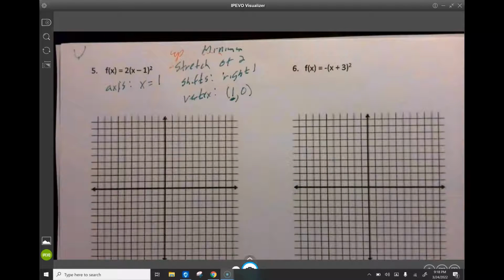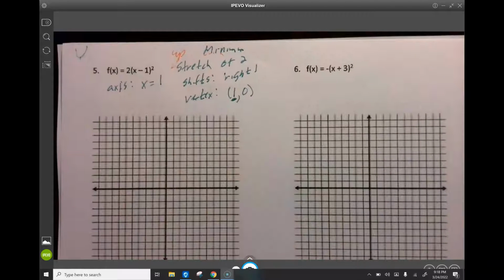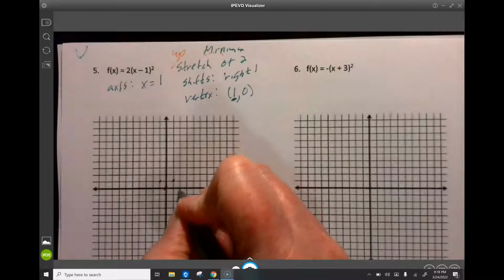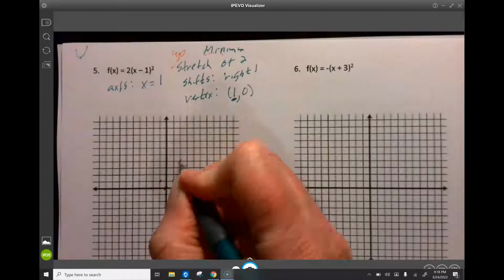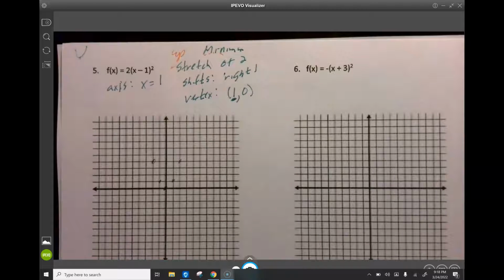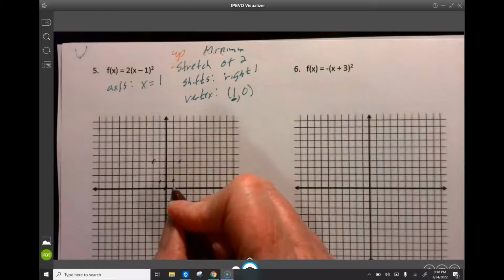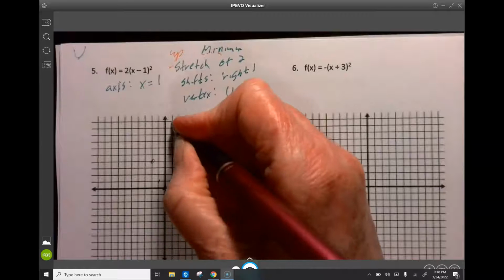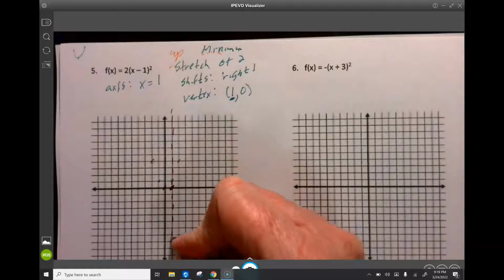So, here we go. Let's plot our parent function. And you might be getting to the point, some of you are going, I'm not going to do that parent function, I'm going to go right to using the vertex. And you're welcome to do that. This is just kind of a pattern to go off of. So, I know my vertex is going to be 1, 0. I can put that in right now. I can put in my axis of symmetry. I know everything is going to go off that.